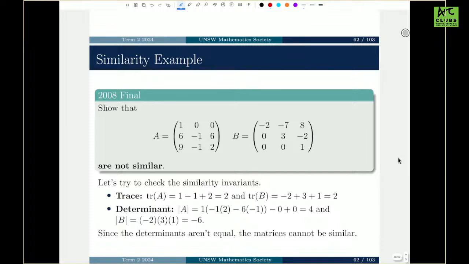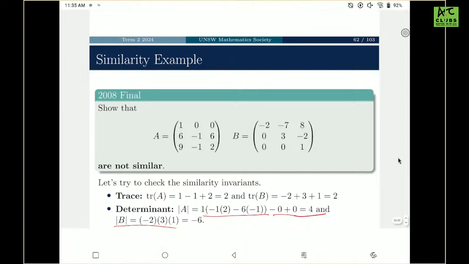The determinants of these matrices aren't too bad to calculate. The first one is just 1 times this, minus 0 plus 0, which is 4, and for B the determinant is -6. The determinants aren't equal, so that similarity invariant doesn't hold, and they can't be similar.